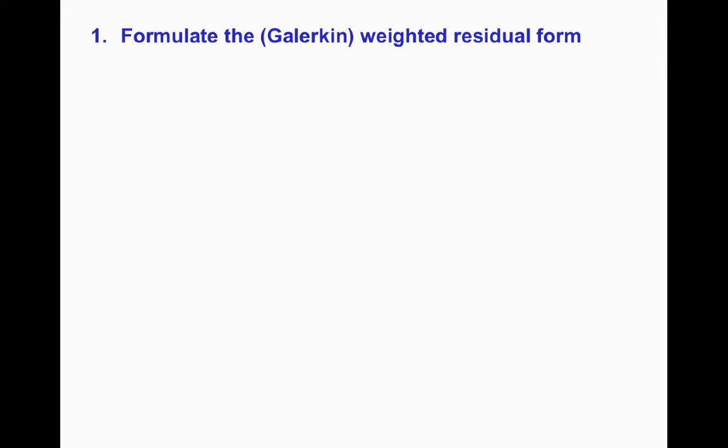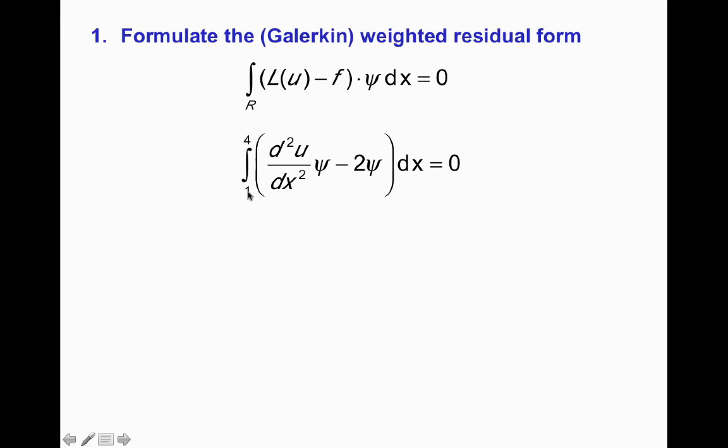So first we have to formulate the weighted residual Galerkin form of the governing equation, which, remember, is the residual, the differential operator minus the right-hand side, multiplied by a weighting function, which we choose to be those interpolation functions, psi. So in other words, we get the integral from x equals 1 to x equals 4 of d2u/dx squared times psi minus 2 times psi. The differential equation is d2u/dx squared minus 2, and multiplying each term by our interpolation function psi gives us this integral equation. And since we have two interpolation functions, it's actually two equations for each element.